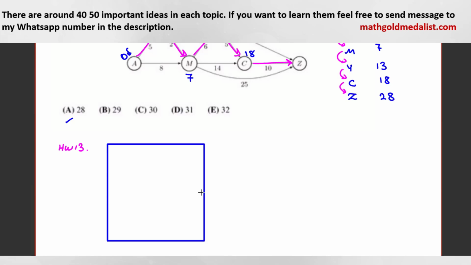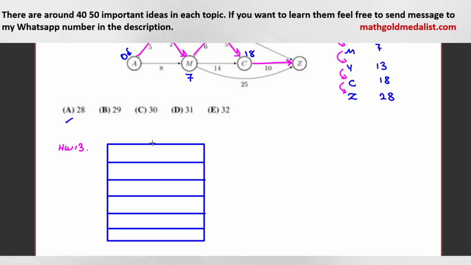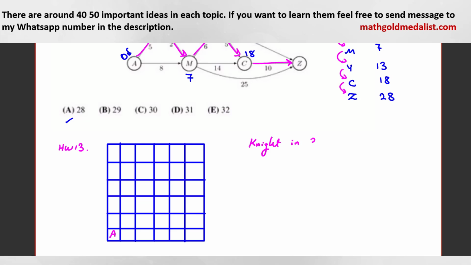You have a 6 by 6 table, and they define a movement like a knight in chess. We want to find the maximum distance. The problem is: you are in A, and movements are similar to a knight in chess.